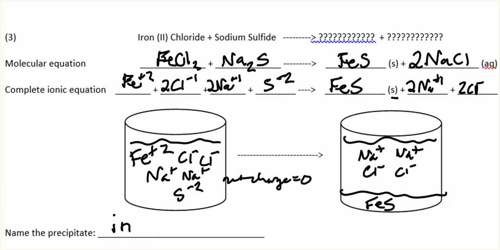The name of the compound is iron 2 sulfide. We know it's got to be iron 2 because the charge of the iron ion is +2, and that didn't change. Okay, there you go.